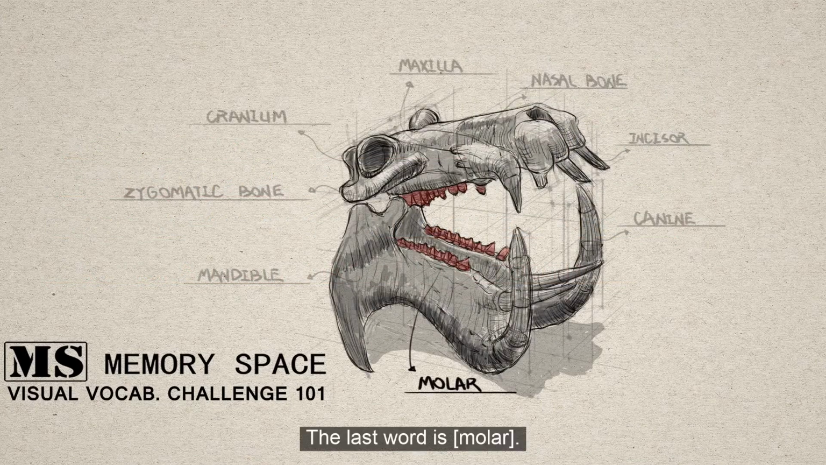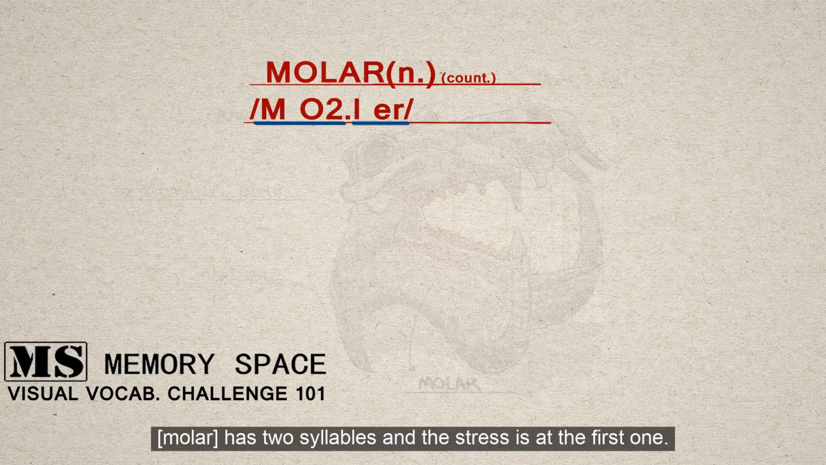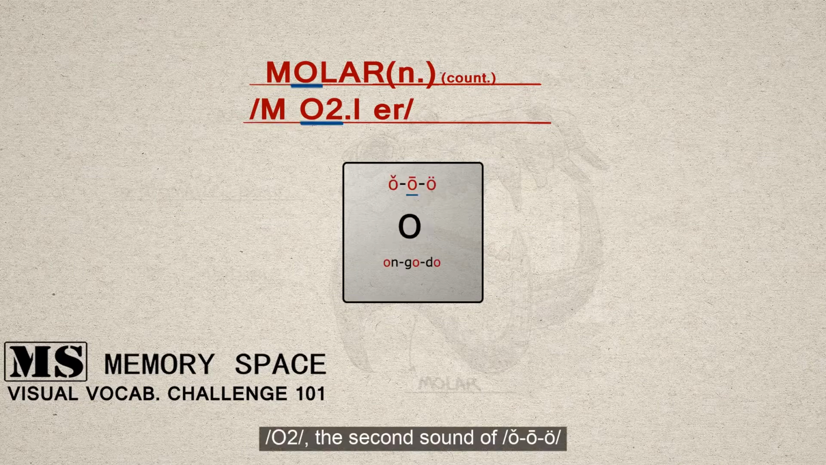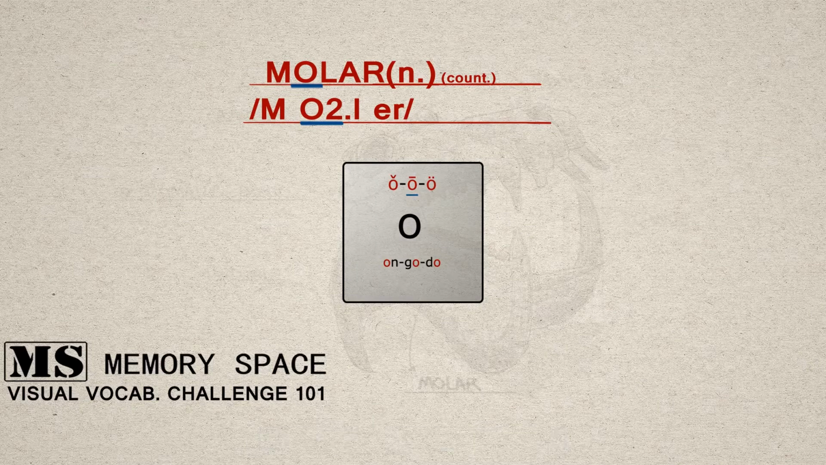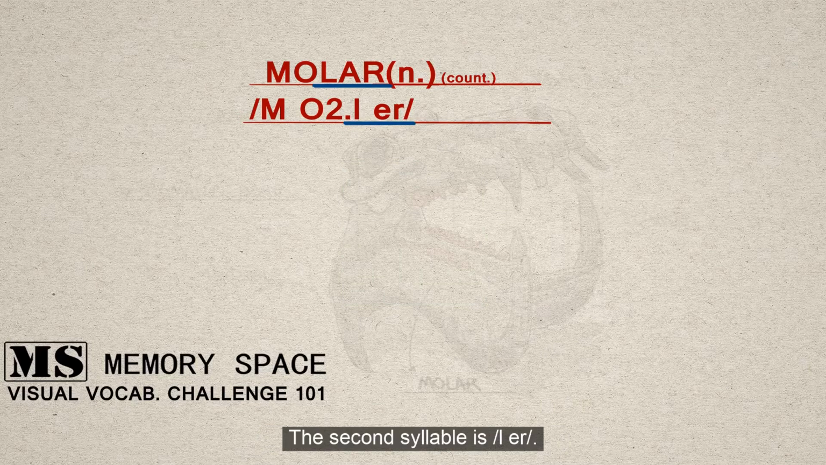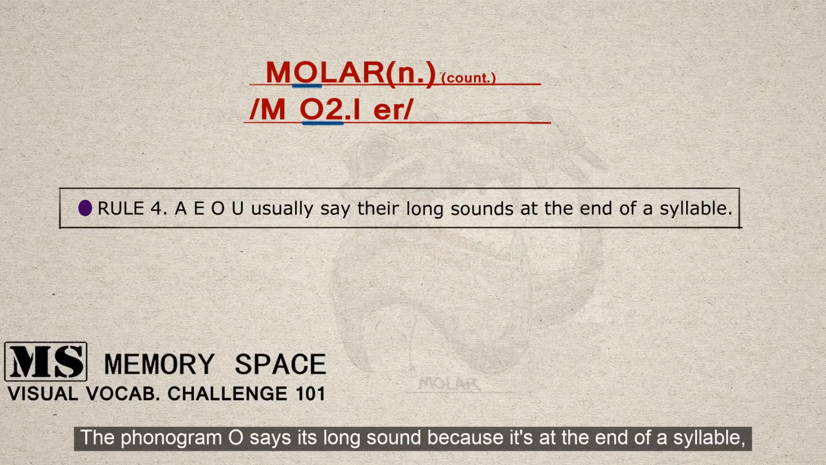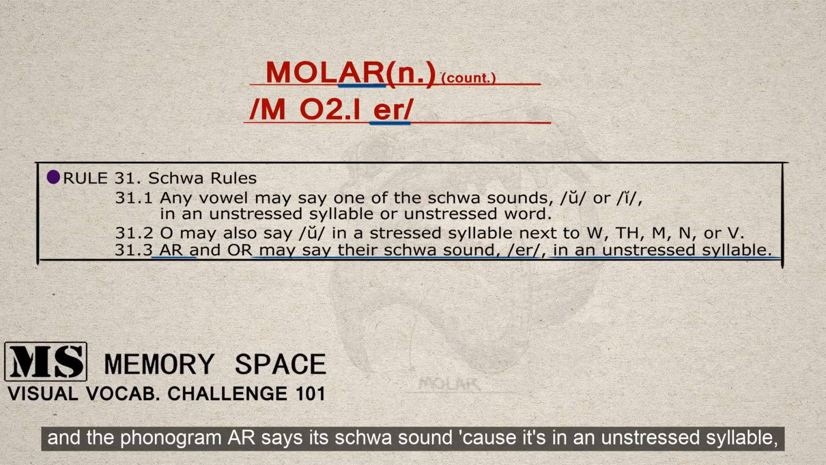The last word is molar. Molar has 2 syllables and the stress is at the first one. The first syllable is mo. O, the second sound of o. The second syllable is lar. L. The schwa sound of ar, a controlled by r. The phonogram o says its long sound because it's at the end of a syllable. And the phonogram ar says its schwa sound because it's in an unstressed syllable.